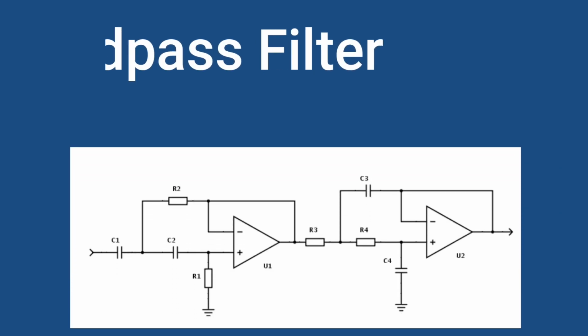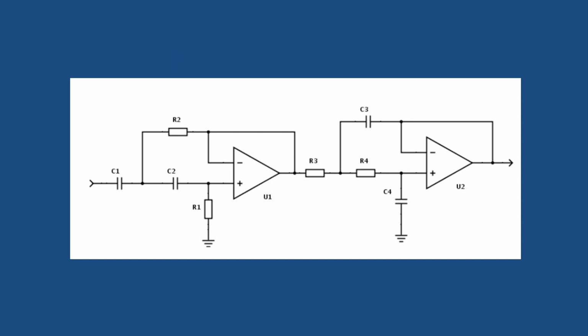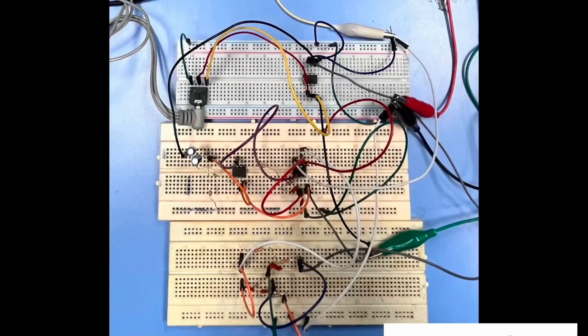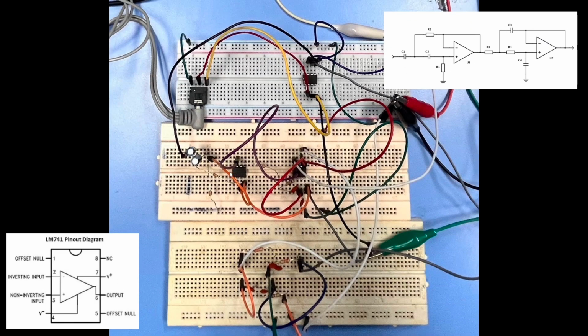Next part is about bandpass filter. The BPF that we used was a Sallen-Key, because Sallen-Key has two filters, which is high pass and low pass filter. Let's jump to the circuit. Okay, this one is the Sallen-Key band pass filter circuit.